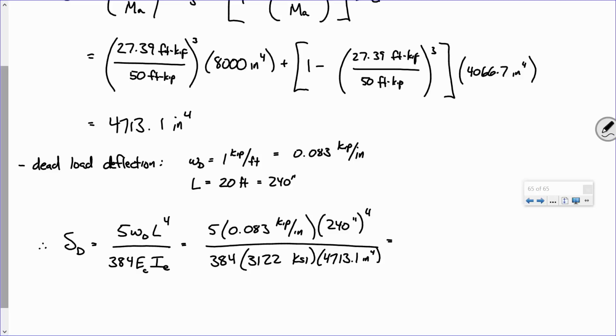So what do we got? There we go. I got something like, what the heck happened? I got this, 2, 4, 5, something like that. Okay. All right, so this beam under its dead load is going to deflect about 1/4 of an inch, okay? That's under the dead load. Now we're going to see what happens with the live load.